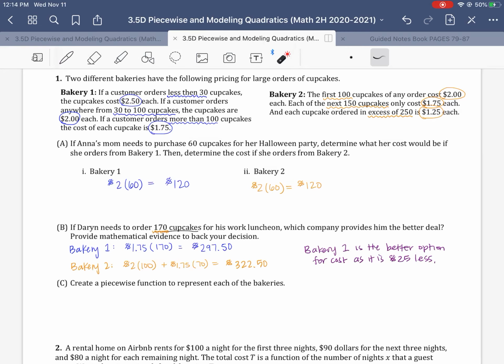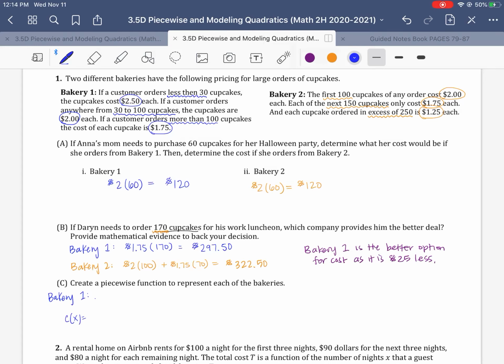Now we can write a piecewise function to represent this, and the reason we would use a piecewise is the price changes, right, based on the number of cupcakes you order. So that would be like 3 distinct and different domains or pieces. So let's again kind of spread this out. Let's do Bakery 1 first.